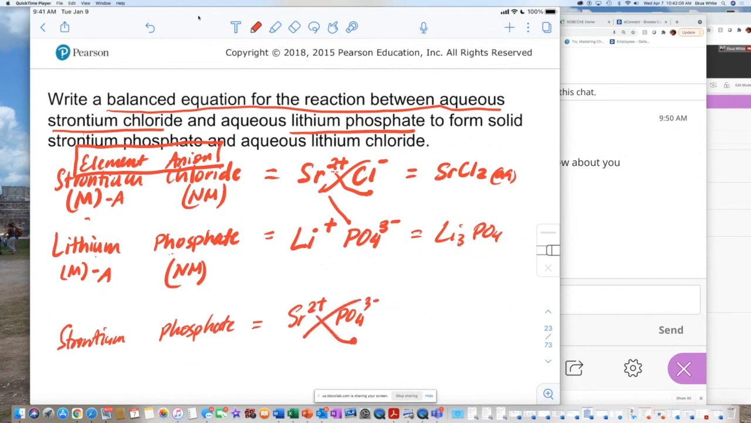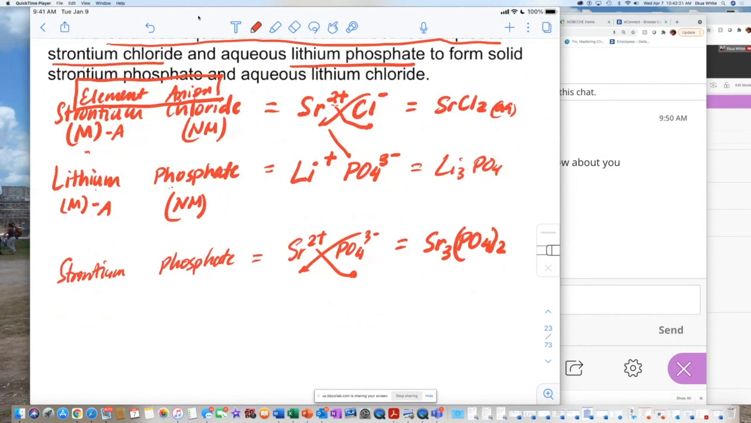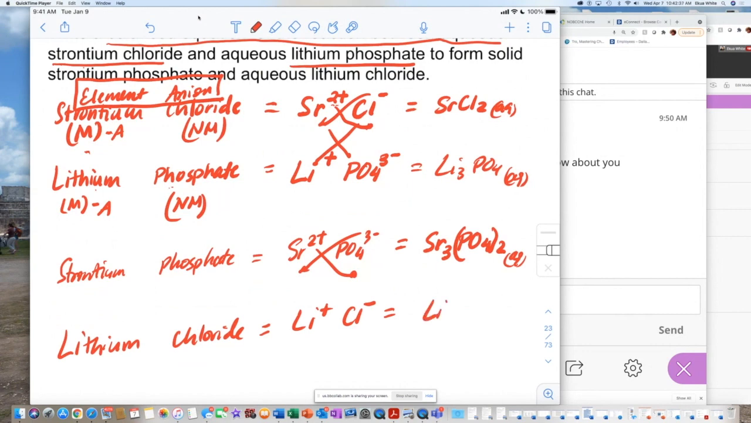So here, this comes down here, this comes down here. So the formula becomes strontium phosphate. You want to make sure you don't confuse the four and the two that came in after. And then these are all aqueous too. And then you have lithium chloride. Okay, so I'm just doing the work right now to write down the formulas. Now these two are going together. So it's going to be LiCl, and this is aqueous. Oh, sorry. I just realized when I read over, this is solid.